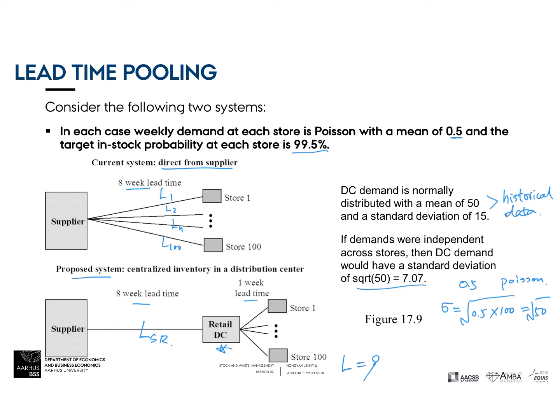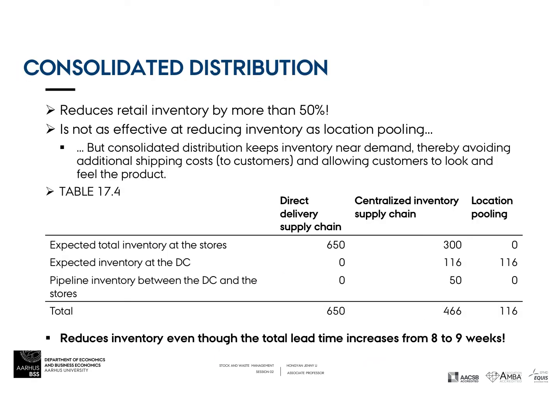Then the analysis shows this is actually not necessarily the correct standard deviation. From the more analytical analysis, they figured out the standard deviation should be 15. On this slide, we did not give you the calculation details. So here we conclude that lead time pooling reduces the retailer inventory by more than 50%. How this is calculated, we can quickly have a look.